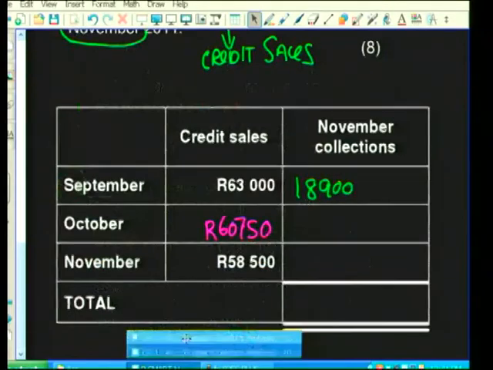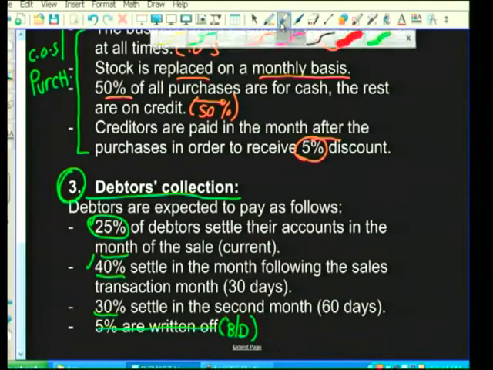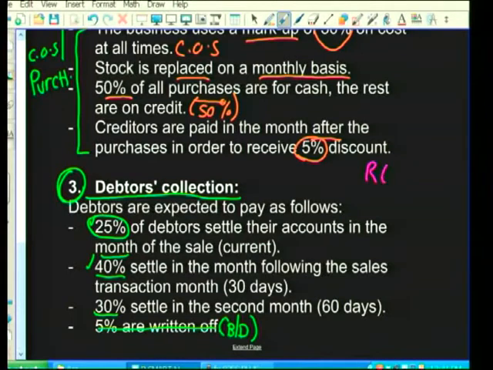60,750. Okay, so let's just write that down. 60,000 750. And again, guys, we start with the schedule.